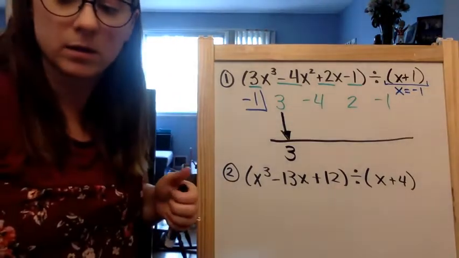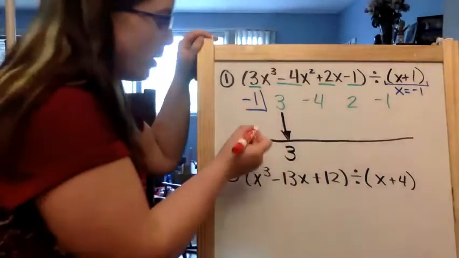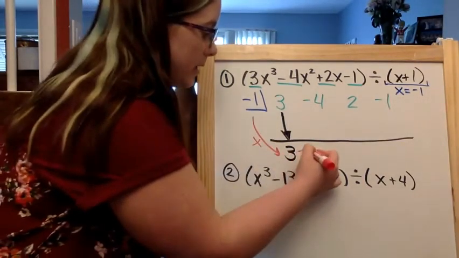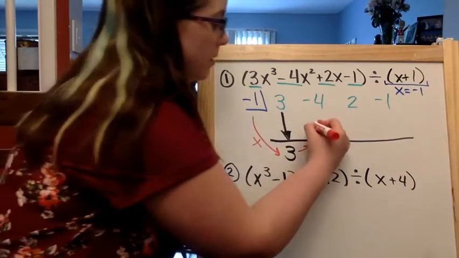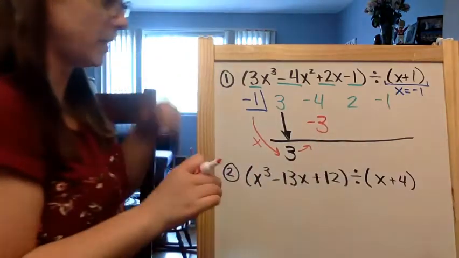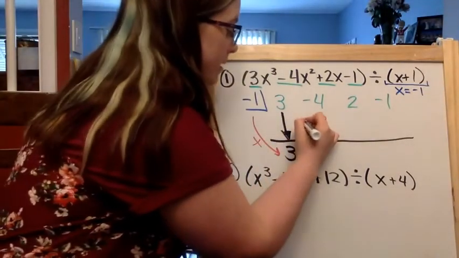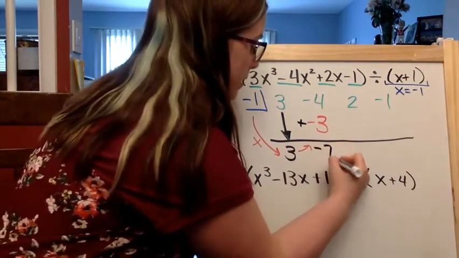Then, using the 0 from over here, we're going to multiply to that number underneath. And it's going to come up under the next number. So -1 times 3 gives me -3. And then we're going to add straight down. So -4 plus -3 gives me -7.